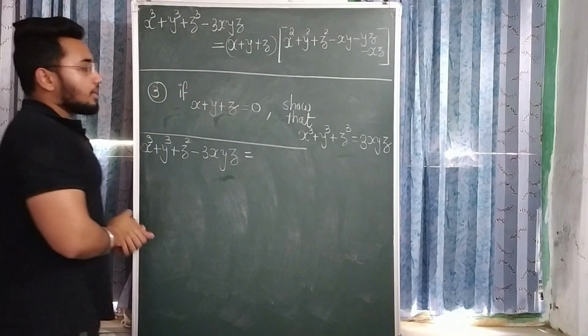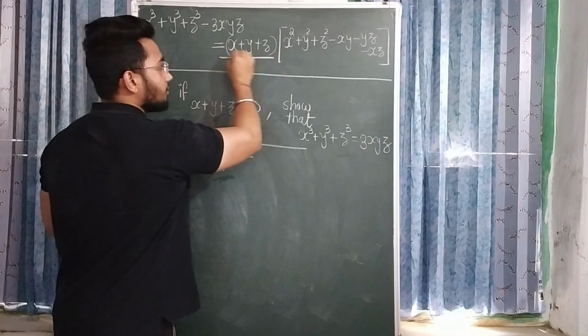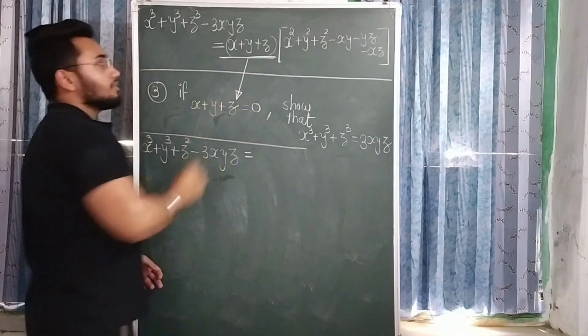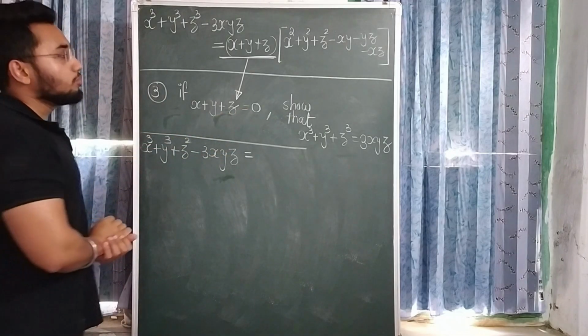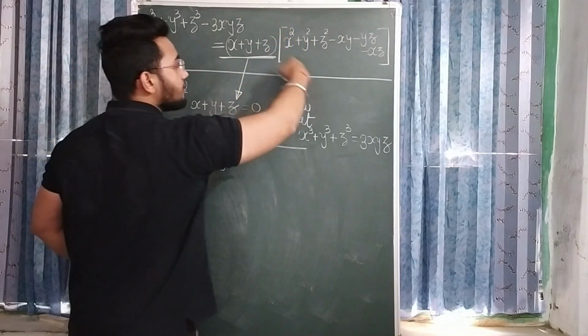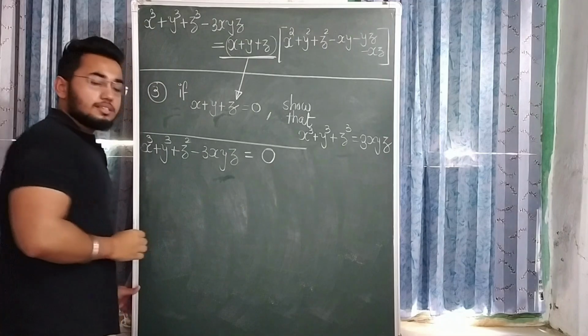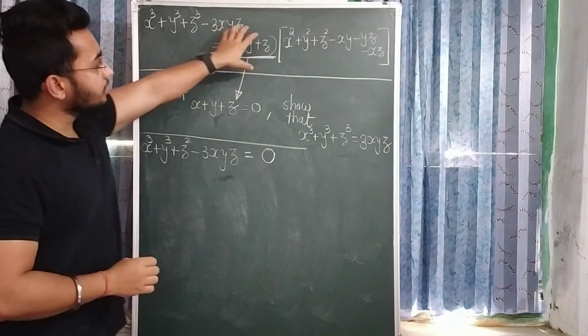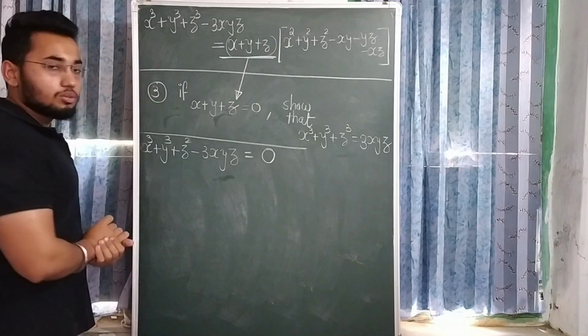I am copying this identity same to same. Now here the value of this x plus y plus z is given, that is 0. That is 0 means all the terms will multiply with the 0 and our answer is 0. Whatever is multiplied with it, everything will become 0.